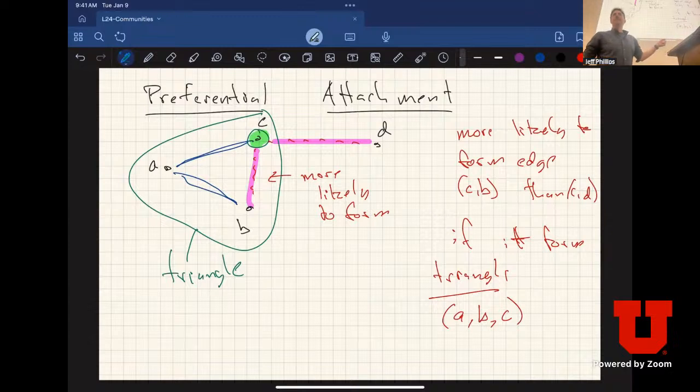complete a triangle. And maybe you might actually have multiple A prime, which is also friends with C and B. If there are multiple triangles that will complete, it's even more likely to form. So the more triangles that will complete, the more likely it is to form. This was found fairly clearly empirically in the early 2000s as they were studying the formation of these social networks.